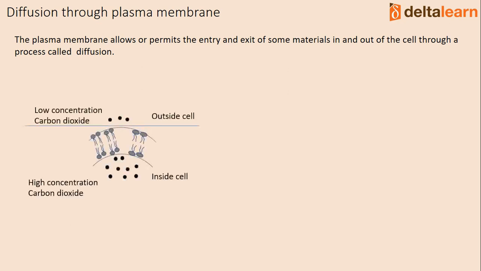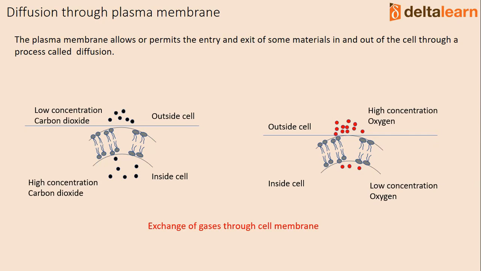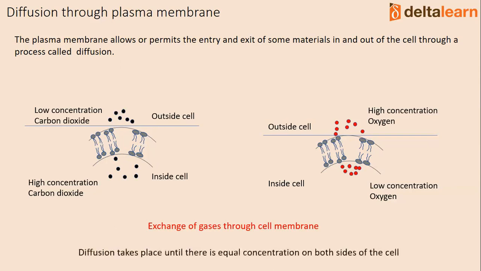Here we can see the process of diffusion of carbon dioxide from inside the cell to outside the cell, as the concentration of carbon dioxide is higher on the inside of the cell. Carbon dioxide passes through the plasma membrane. Even when the concentration of oxygen is higher on the outside of the cell, the oxygen passes through the plasma membrane to the inside of the cell. Once the concentration between the inside and outside of the cell becomes equal, then the diffusion stops.